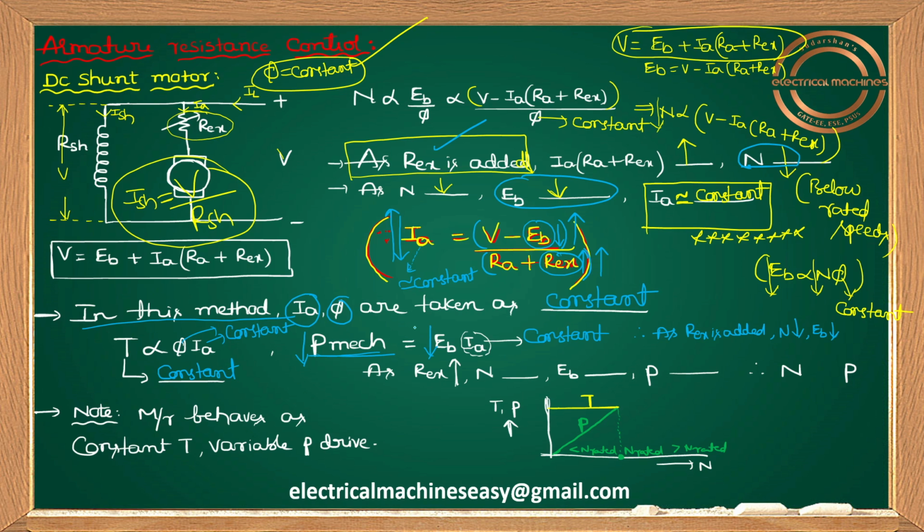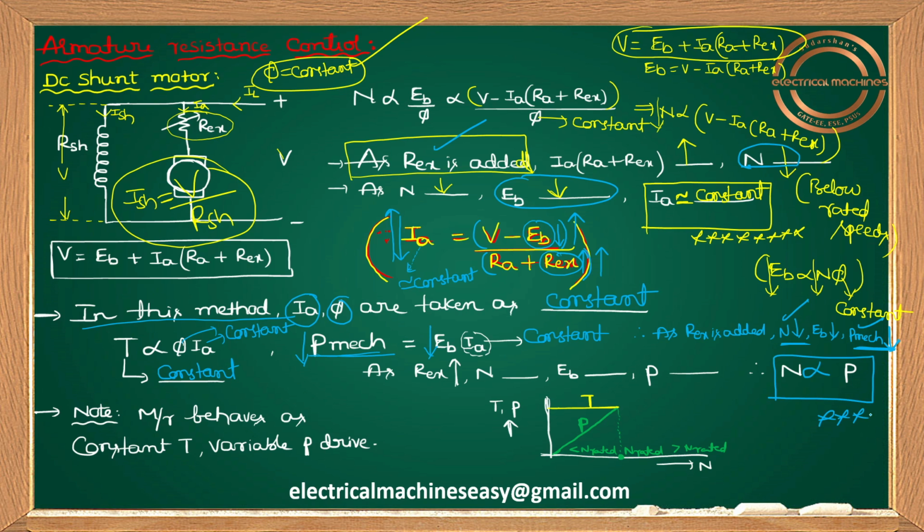And what will happen to your mechanical power? Pmech is proportional to EB. So Pmech is reducing. I'm asking one question here: what is the relation between N and P? N is reducing, P is reducing. So I can write N proportional to P.